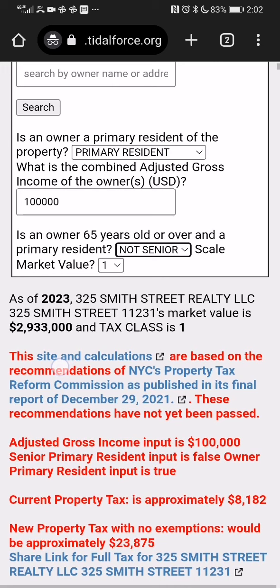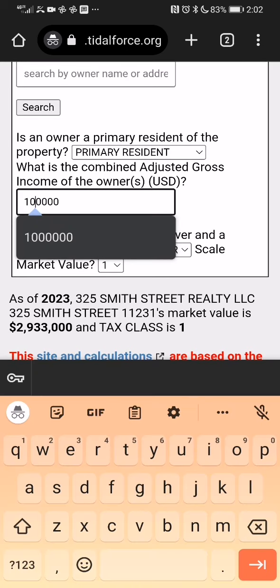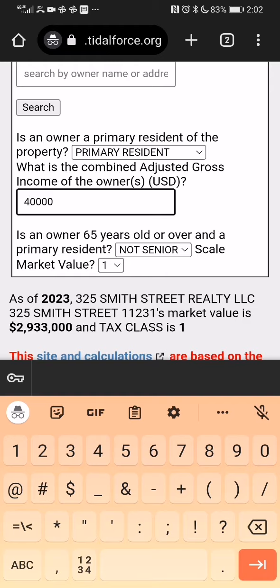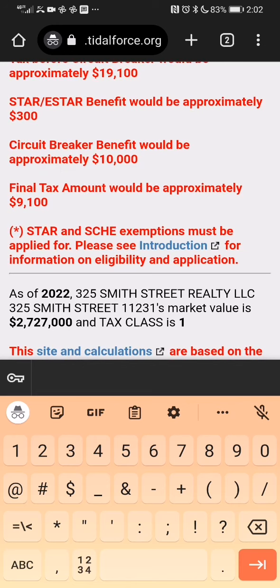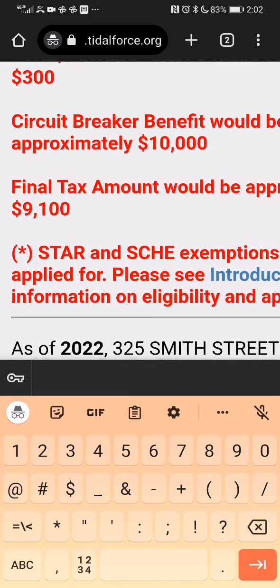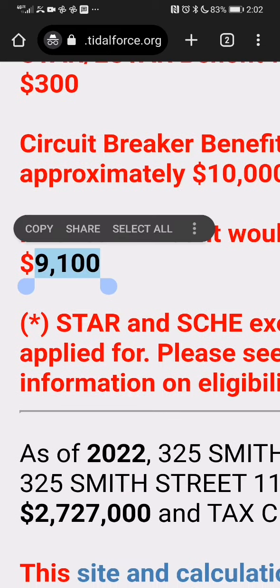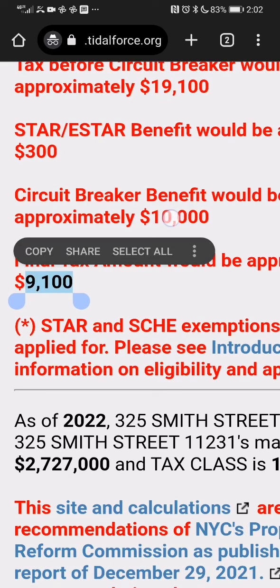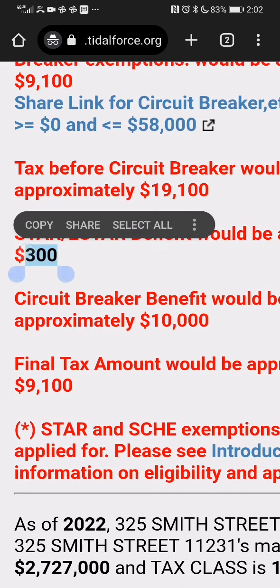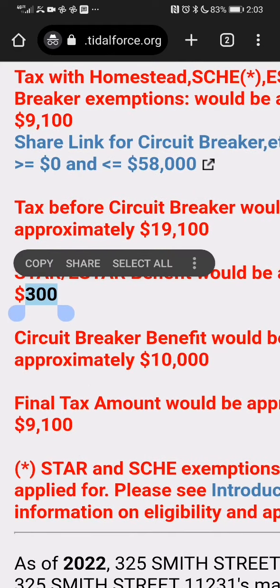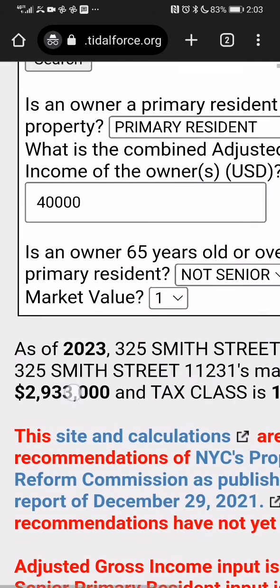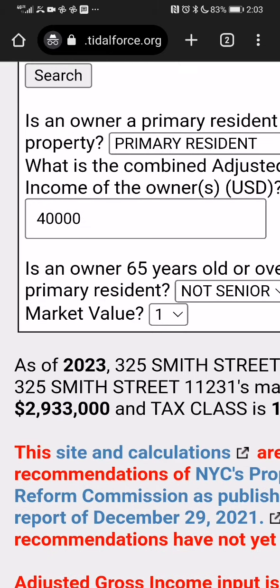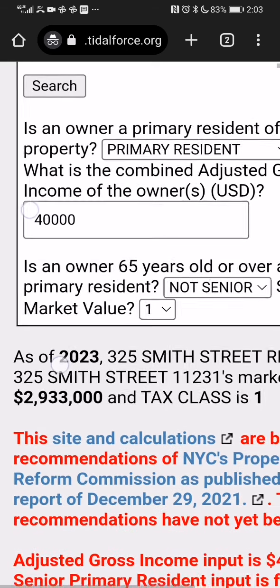So let's lower the income to about $40,000, and let's see what the effect is. Their property tax will go down to about $9,000 because they qualify for maybe the senior exemption and the circuit breaker, so they would get a $10,000 circuit breaker benefit. They would get E-Star. Oh, no, actually they only get Star because it looks like, I'm not sure, they really should. You would think they would get, that might be because they're not a senior.